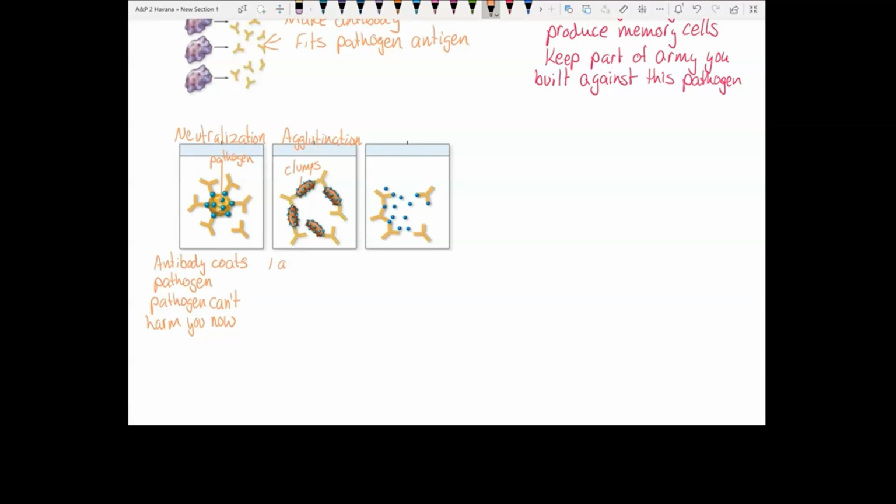So this is where one antibody will bind 2 pathogens. And then see how it goes around. So this one is binding 2, and then this one is also bound to there, and it goes around, and again, you form a clump. And just like with neutralization, the pathogens can't harm you now because they're trapped in this clump.